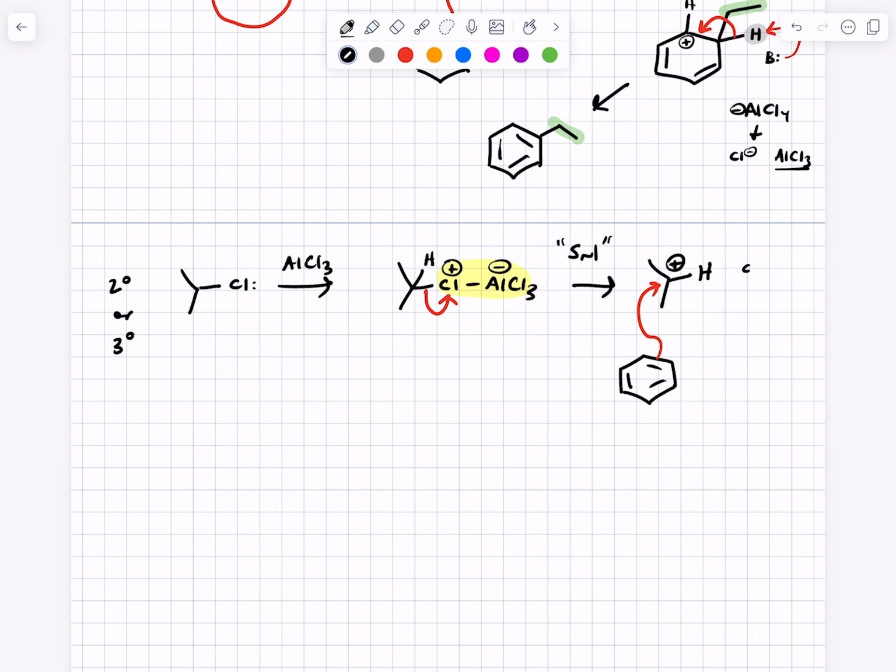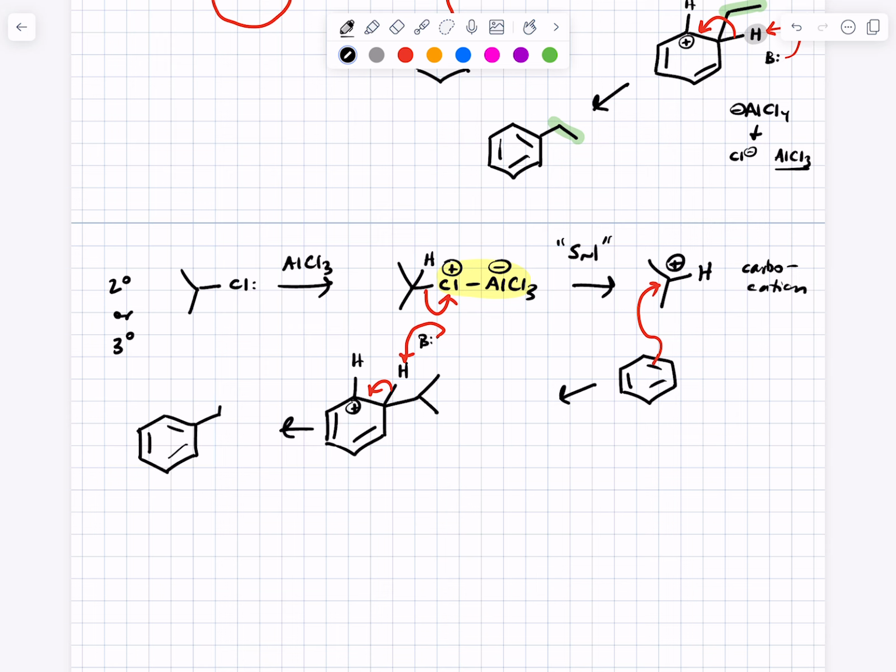Then your electrophile is this carbocation. Electrons from the pi bond attack the carbocation. You're going to get, again, that very familiar intermediate that looks like this with a positive charge on the adjacent carbon. And then a base will remove the proton to make the pi bond, and we will get the product, restored aromaticity in the product.